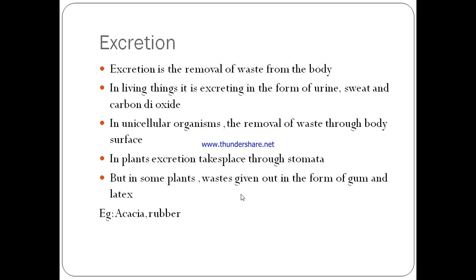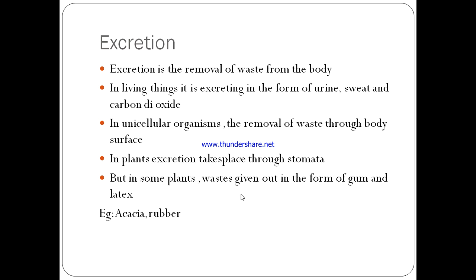In some plants, waste is given out in the form of gum and latex. That is in the case of acacia and rubber. In the case of acacia, a brownish sticky substance known as gum is found on the tree trunk. That gum is the waste given out by the acacia plant. In the case of rubber, they are excreting through latex. If you break the twig of a rubber plant, we can see a thick fluid coming out of the trunk. That is known as latex.